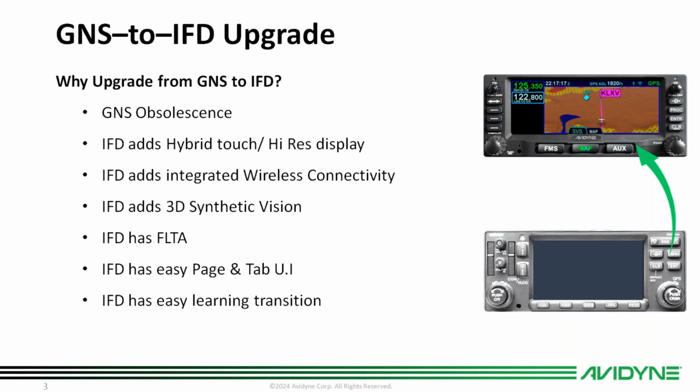IFDs have a very easy page and tab user interface, so there's no more nested menus or trying to scroll to a specific page. If it doesn't live on any of the two other buttons, just find which one it does. So we have the FMS page, map page, and of course the auxiliary button. And the IFDs also have a fairly easy learning transition from anyone coming from the GNS world. I myself had an experience with that, so it's a pretty easy learning curve.